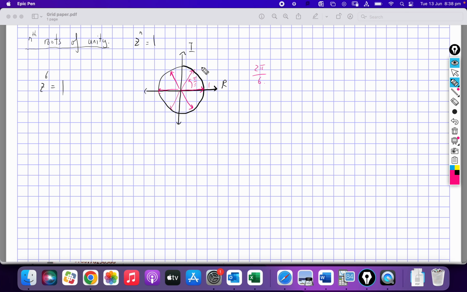This will be enough for me to start getting solutions. 1 over 2 plus i root 3 on 2, etc., etc. This one over here is -1. And I could go around and find all those roots quite quickly. So that's the idea in this section, that finding solutions where you have a unity, or equal to 1, is pretty straightforward.